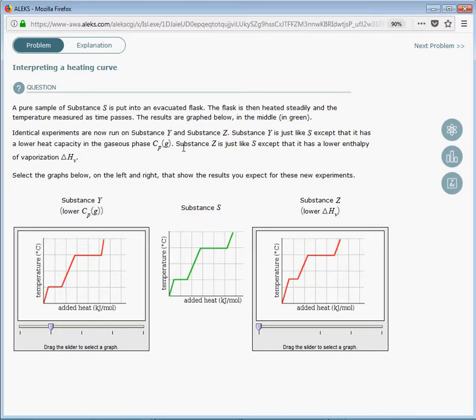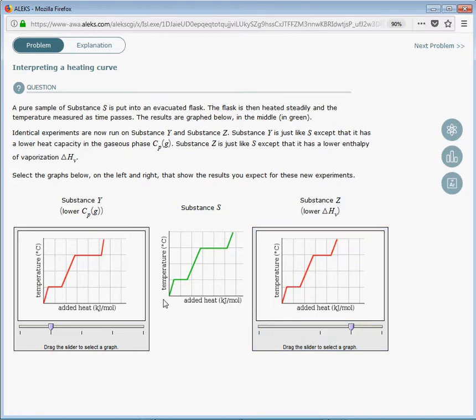For substance Z, it's the same, except it has a lower enthalpy of vaporization. Well, the part of the curve that's affected by the enthalpy of vaporization is the length of this line. If the enthalpy of vaporization is lower, this line should be shorter, and all else should be identical. If we look at this case, not everything else is identical.